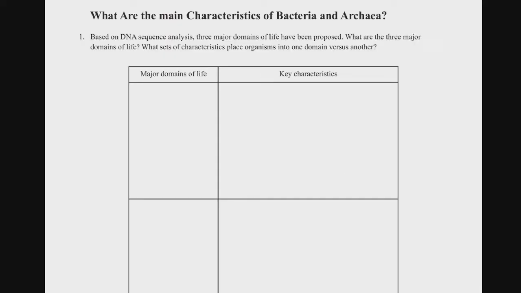First thing we'll be covering are the main characteristics of bacteria and archaea. First question asks, based on DNA sequence analysis, 3 major domains of life have been proposed. What are the 3 major domains, and what sets of characteristics place organisms into one domain versus another? So the 3 domains we'll be working with are bacteria, archaea, and eukaryotes. The first one I'll be focusing on is bacteria.